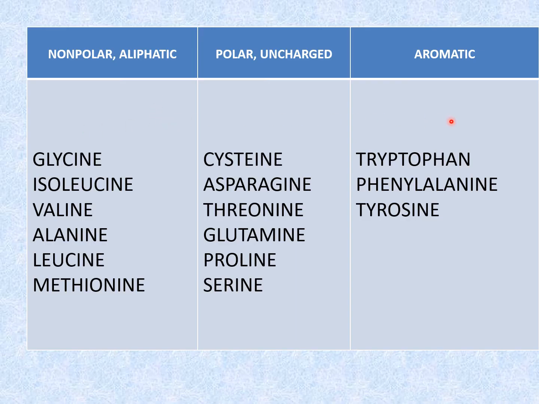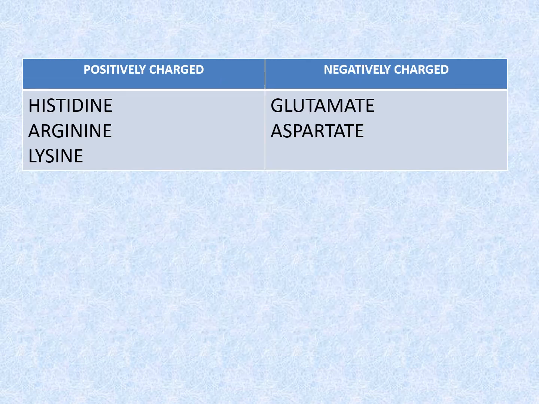Anyway, I've already made a table summarizing the amino acids belonging in different groups depending on their side chains. On the nonpolar aliphatic side, kindly remember these amino acids: glycine, isoleucine, valine, alanine, leucine, methionine. For the polar uncharged, we have cysteine, asparagine, threonine, glutamine, proline, and serine. Aromatic, we have tryptophan, phenylalanine, and tyrosine. For the positively charged amino acids, we have histidine, arginine, and lysine. Negatively charged, we have glutamate and aspartate.